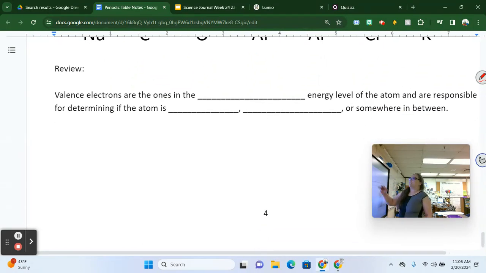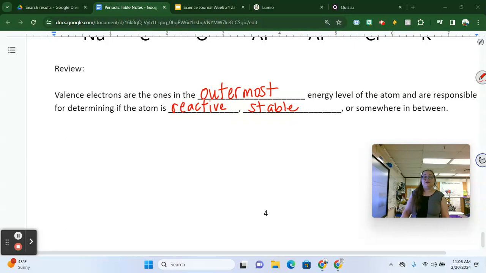All right, so this quick little review down here. Valence electrons are the ones in the outermost energy level. And they determine if the atom is reactive, stable, or somewhere in between. And I bet I meant for that to say stable / reactive because of how long that line is, but it doesn't really matter.